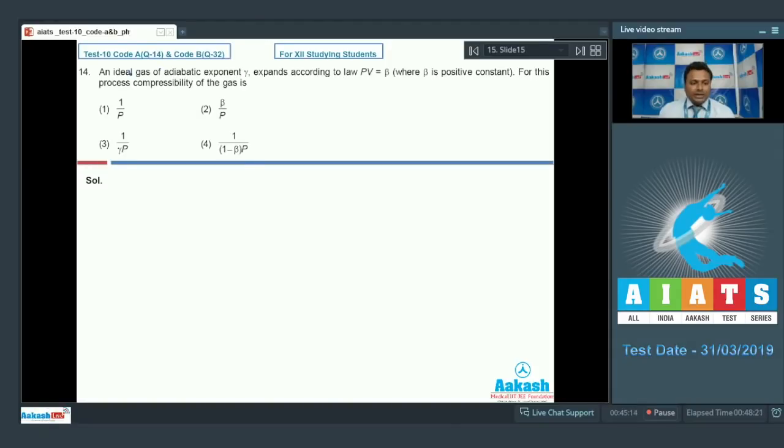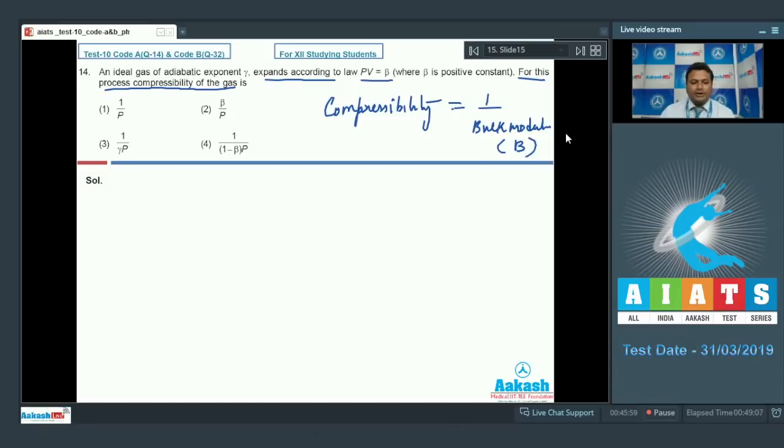Here is question number 14. An ideal gas of adiabatic exponent gamma expands according to the law PV equals beta, where beta is a positive constant. For this process, compressibility of gas will be what? We know very well compressibility equals 1 by bulk modulus, which we denote with B.